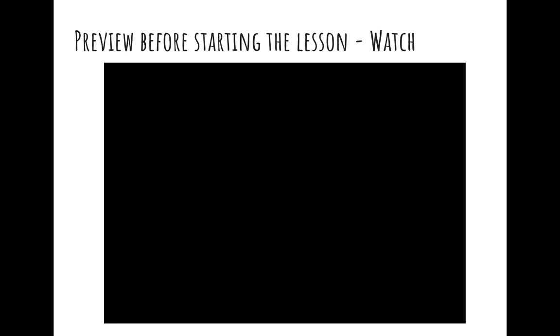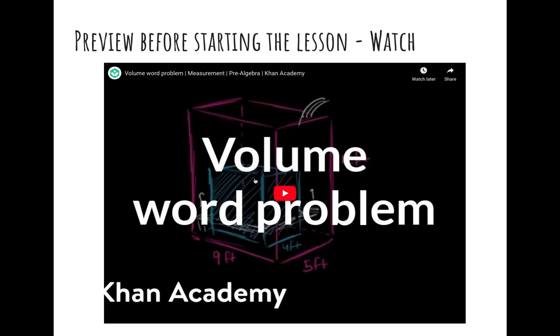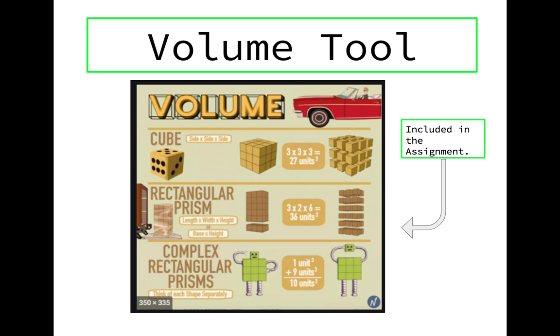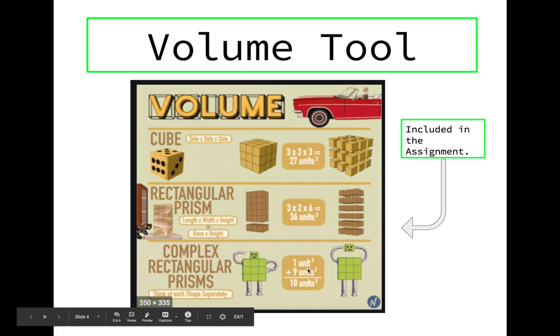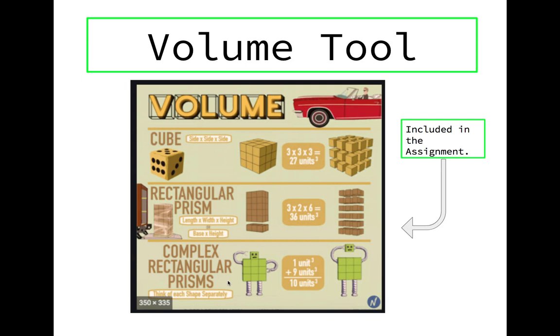Next, before you start your lesson for today, I've included this video. You can find it attached to the assignment, volume word problem by Khan Academy. I encourage you to watch it because it explains how to solve volume problems. Next, I also included this volume tool, which really just explains what is a cube and the three dimensions that a cube has, which is length, width, and height, and what does a rectangular prism look like, and complex rectangular prisms, where you have two rectangular prisms and you have to find the volume of each and then add them together to get the total volume.